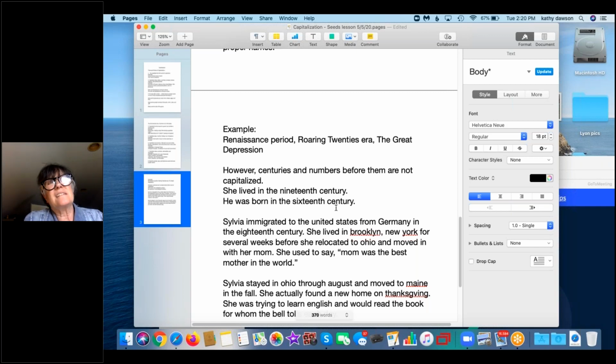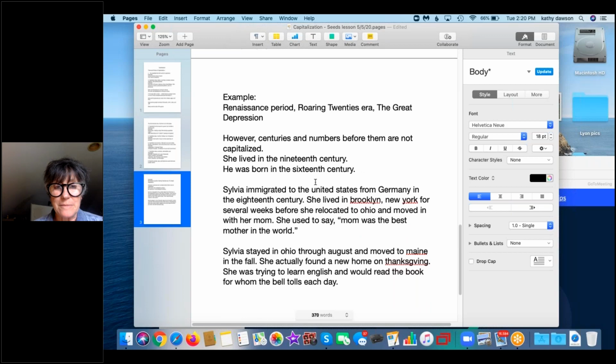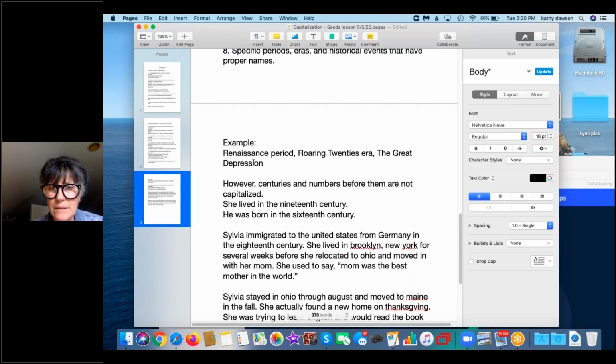Okay, I see. I'm sorry, I wasn't looking at it, I was just listening. No, that's no problem. So it's interesting because periods of history are capitalized, but centuries and numbers before the word century are not capitalized. You can also write this by saying 19th century, right? You still don't capitalize century.